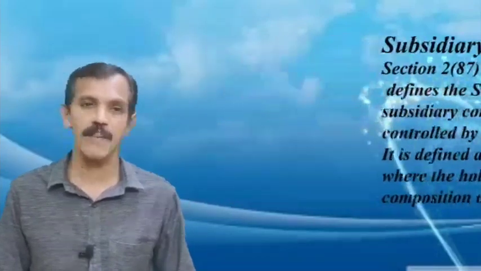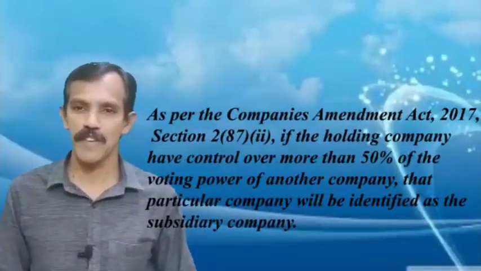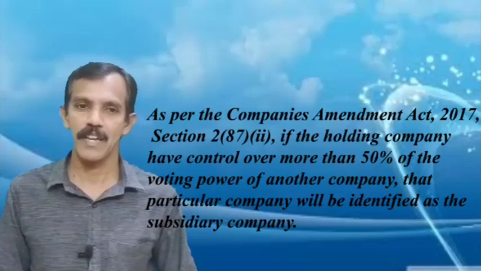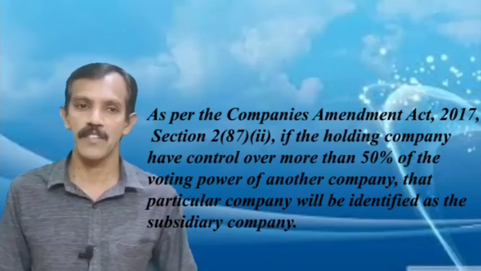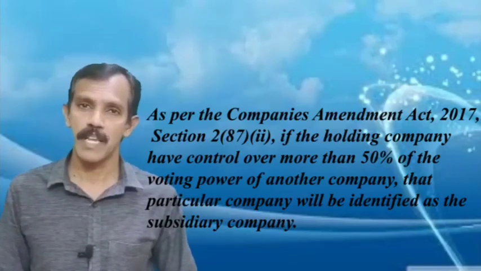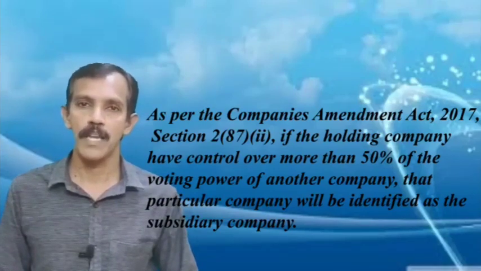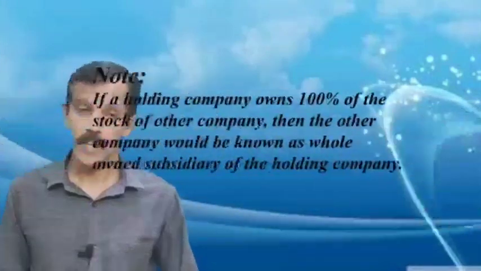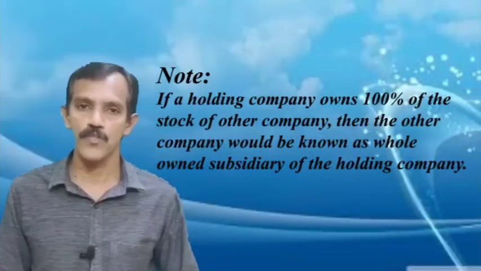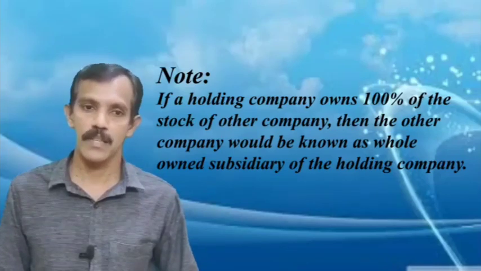As per the Companies Amendment Act 2017, Section 2, subsection 87, if the holding company has control over more than 50% of the voting power of another company, that particular company will be identified as the subsidiary company. Note this point: if a holding company owns 100% of the stock of another company, then the other company would be known as a wholly owned subsidiary of the holding company.